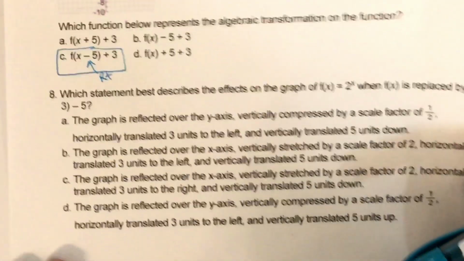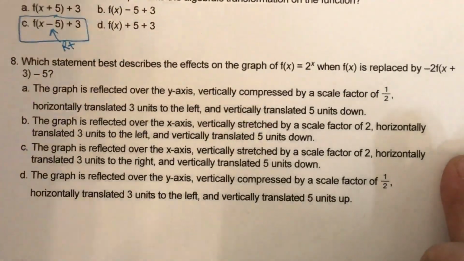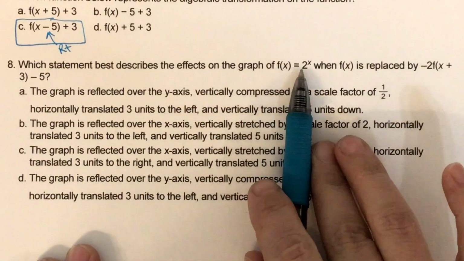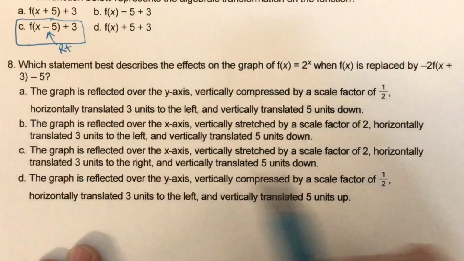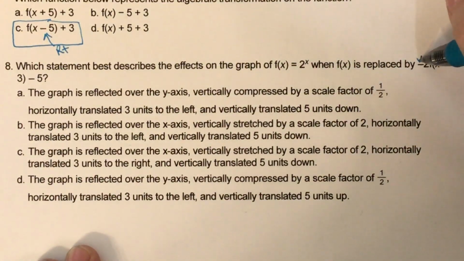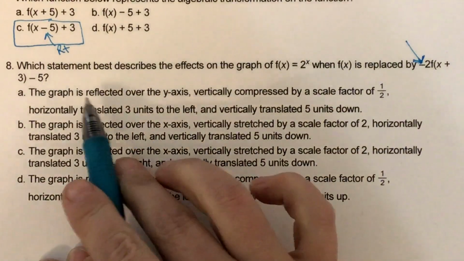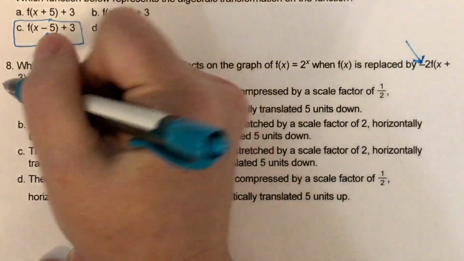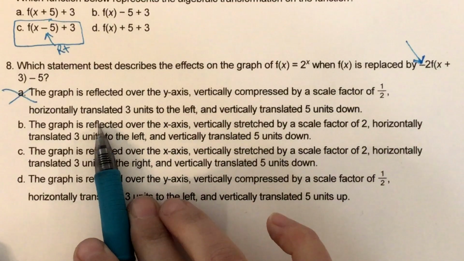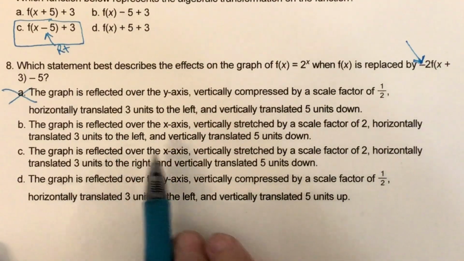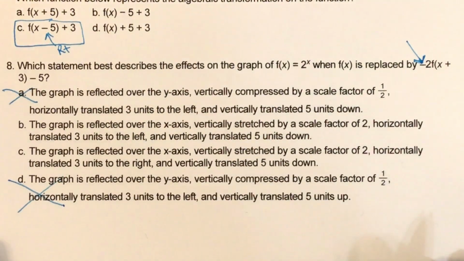Okay, number 8. All right, so it says, which statement best describes the effects on the graph of f of x equals 2 to the x if f of x is replaced by all of this stuff? Okay, so as soon as we see a negative, I know it reflects over the x-axis. So A's out, because the negative in front is a reflection over the x-axis. Reflects over x-axis, okay. Reflects over y-axis. Nope, out.